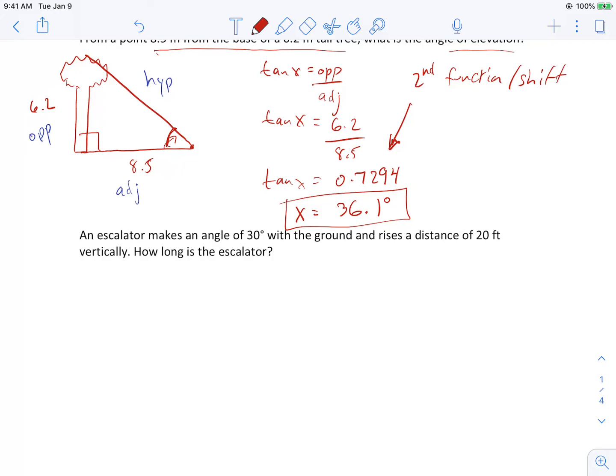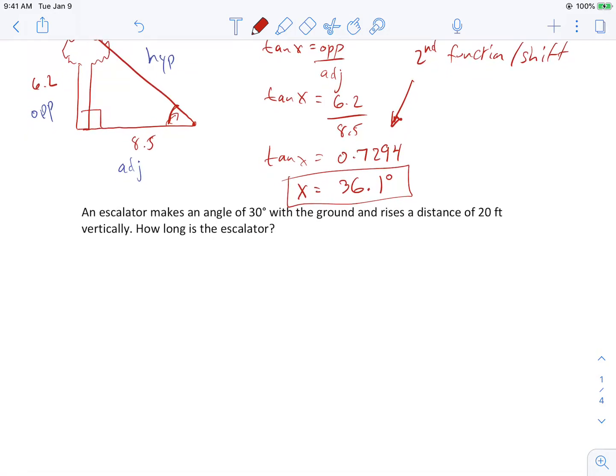Okay, next we have an escalator. It's making an angle of 30 degrees with the ground, and it rises a distance of 20 feet vertically. How long is the escalator? If you've ever been to the mall, you've seen these escalators, and it kind of looks like this. Here's my little escalator track up here. The escalator makes an angle of 30 degrees with the ground. So here's my angle, 30 degrees with the ground. It says it rises a distance of 20 feet, so that means 20 is going to be my distance here. How long is my escalator? Well, here's my escalator, so that's what I'm looking for.